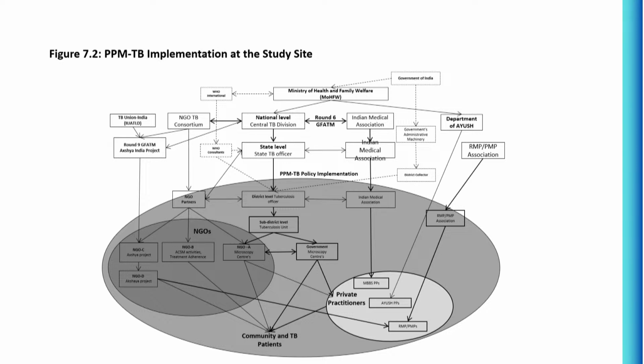At the macro, meso, and micro levels, you could see where the relationships were formed in terms of implementing these partnerships. So this was basically my whole work: to understand what happens at the district, below-district and sub-district level. When we talk about public-private mix or public-private partnerships, how do they get implemented on a day-to-day basis at the micro level?